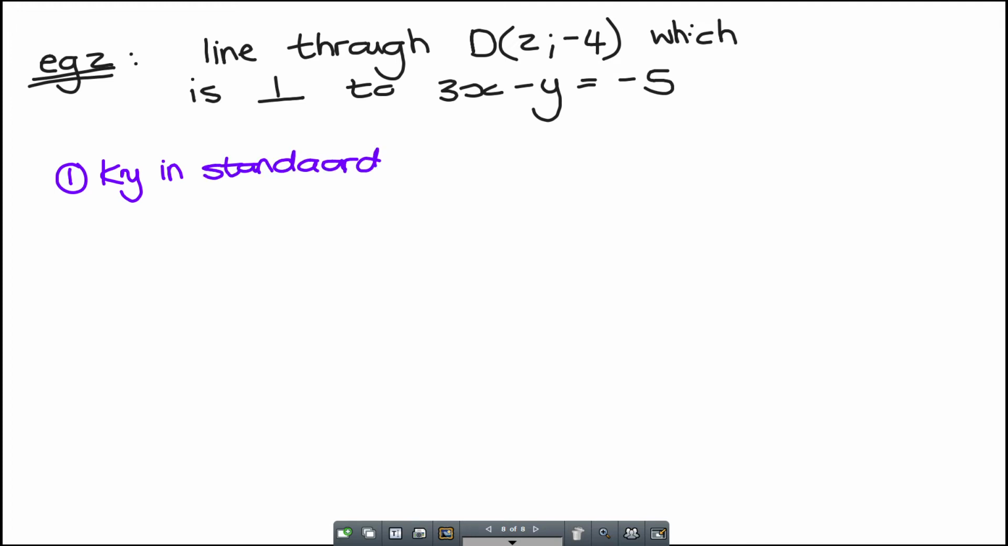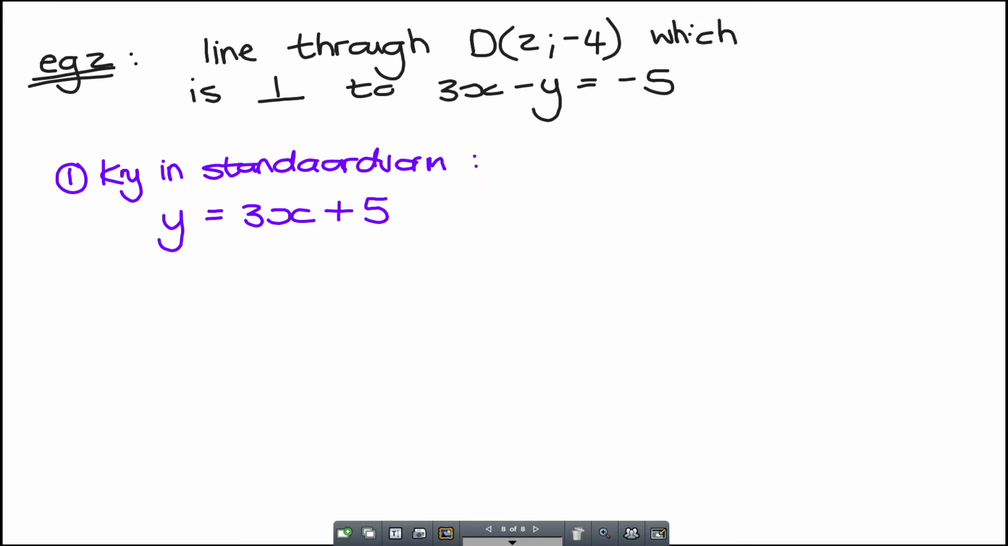Ek dink hy staan daar, nee? Ja, kry in standaard vorm. Okay, so what I'm going to do is I am going to take that y over, sodat hy kan positief raak, en dan gaan ek ook hierdie minus 5 na die ander kant toe vat. Nee, so I will have y is equal to 3x plus 5. Now is hy in standaard vorm. Standard form meaning I wanted y is equal to something.